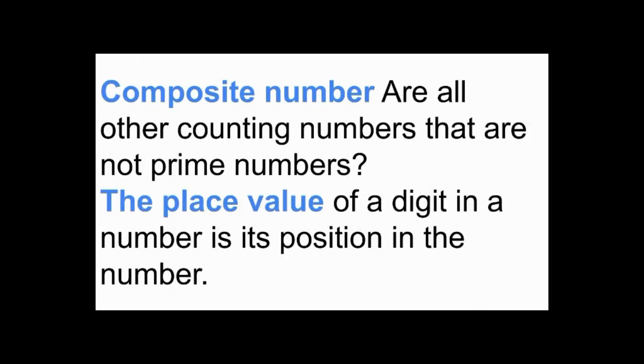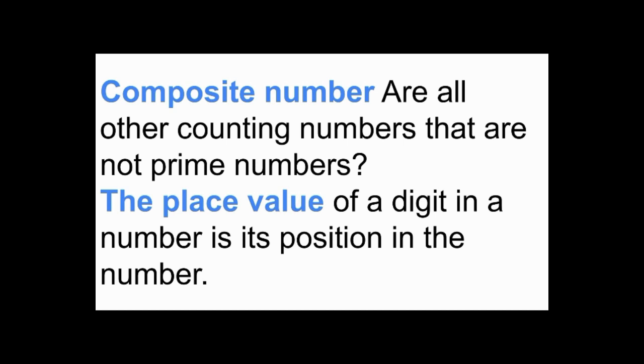Now we have composite numbers, and these are all the other counting numbers that are not prime numbers. So when we omit all the prime numbers, then whatever remains is a composite number. Yes, so examples of composite numbers are like 4, 6, 9, and so on and so forth. As long as it's not a prime number, then it's a composite number.